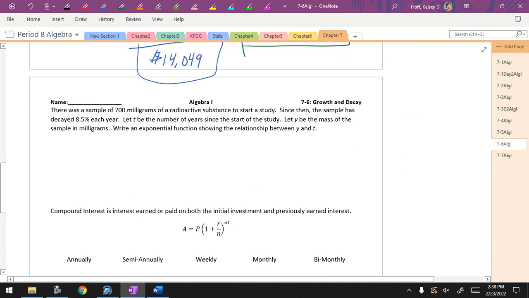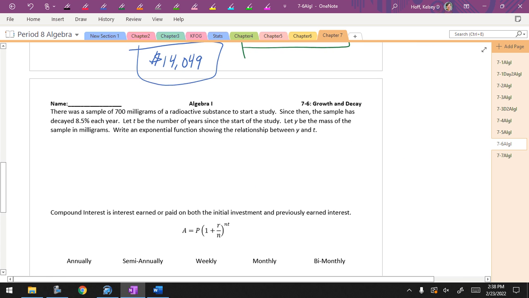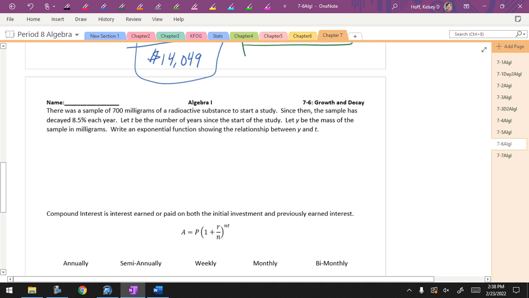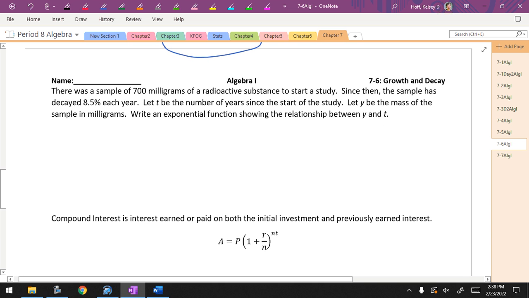This one, they're not so nice. You do this one on your own. You're just writing a function. There's a sample of 700 milligrams of a radioactive substance to start a study. Since then, the sample has decayed 8.5% each year. Let T be the number of years since the start of the study. Let Y be the mass of the sample in milligrams. Write an exponential function showing the relationship between Y and T. You're just writing me the equation.